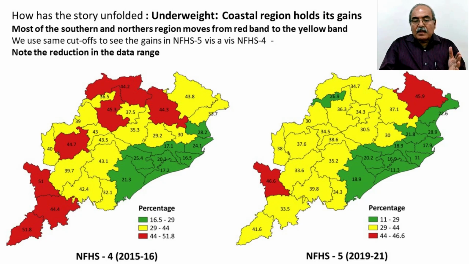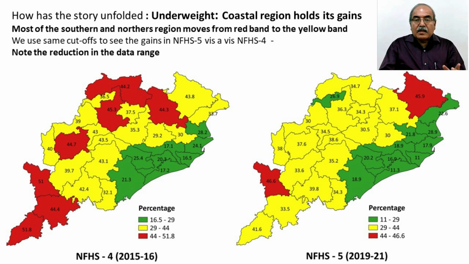So you will notice that in the underweight category, that is children under 5 years of age who are underweight, there are definitely gains in the northern region, in the southern region also. The coastal belt has held its gains, but there is a surprising position with respect to the district of Mayurbhanj, which has turned from yellow into red.